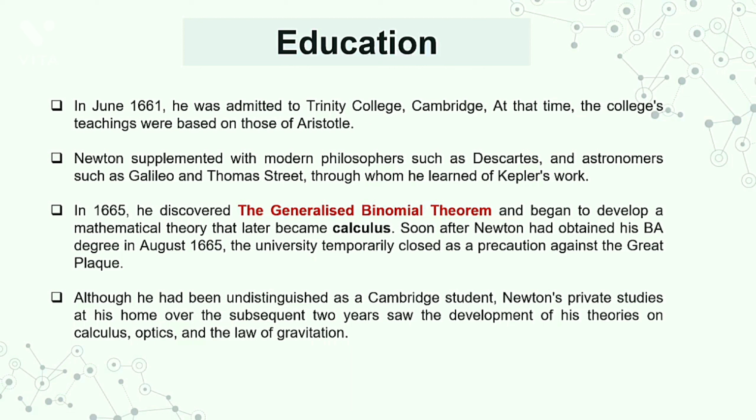In 1665, he discovered the generalized binomial theorem and began to develop a mathematical theory that became calculus. In 1665, because of the plague, his university closed and he had to return to his home. And these 2 years proved to be the golden time for Newton, because most of the discoveries he made, the theories of calculus, optics, and the law of gravitation, were all given by Newton in this 2 year period.